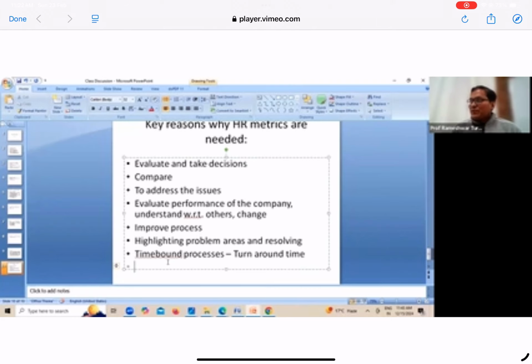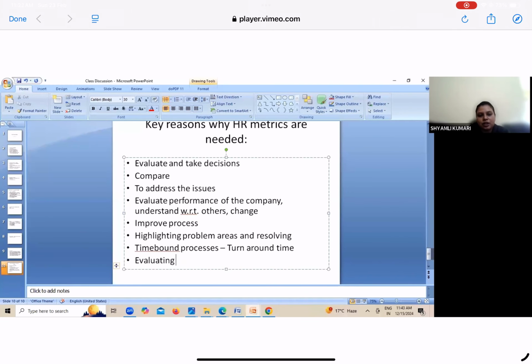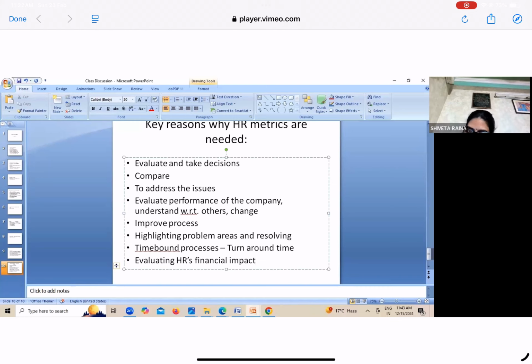If you look at this document given, there are financial-related metrics also there. No, I'm talking about the whole HR practices. This HR metric helps in evaluating the HR practices in financial terms. Are you trying to say this? Yes, sir. HR's financial impact, is it making one or not? Or is it a burden to the organization? Yes, that also it helps.